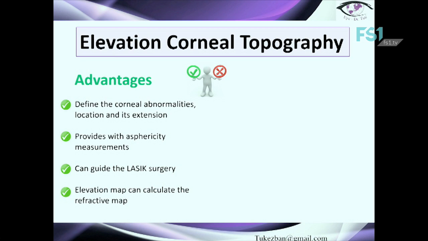As we already discussed, every method has advantages and some limitations. The main advantage of this examination is that it defines the corneal abnormalities, their location and extension. It's very easy to guide a LASIK surgery with this examination. It provides asphericity measurements, and the elevation map can also calculate the refractive map.